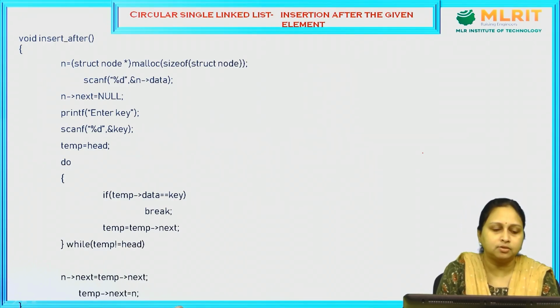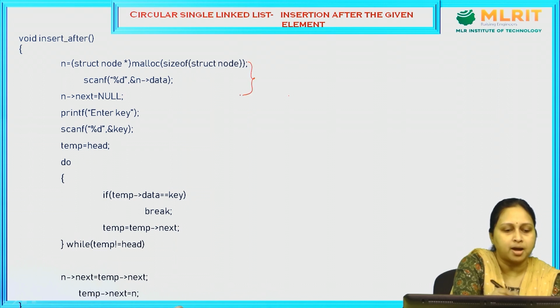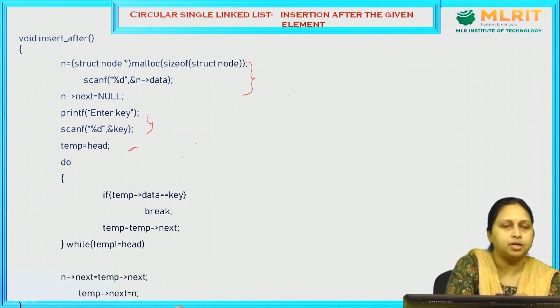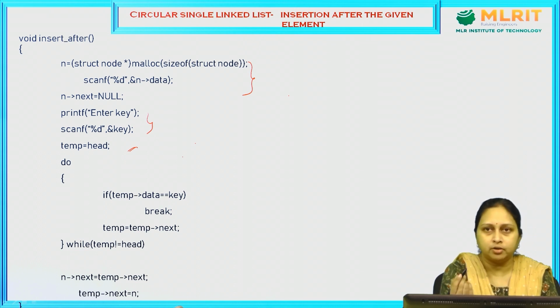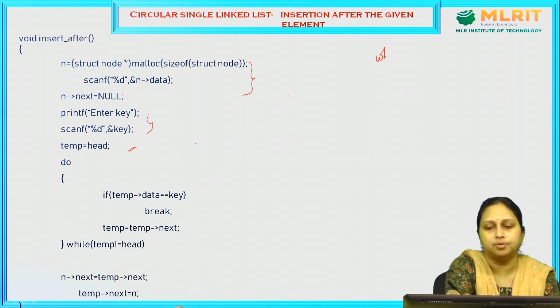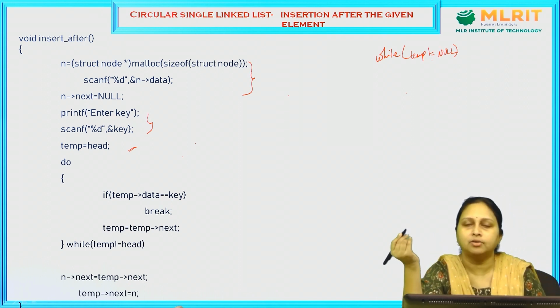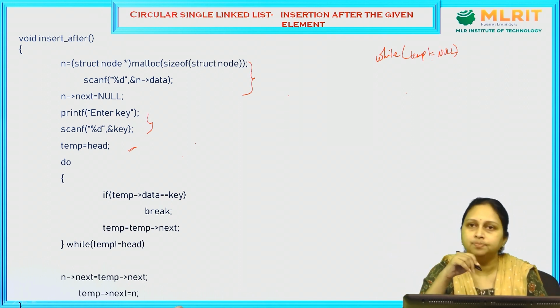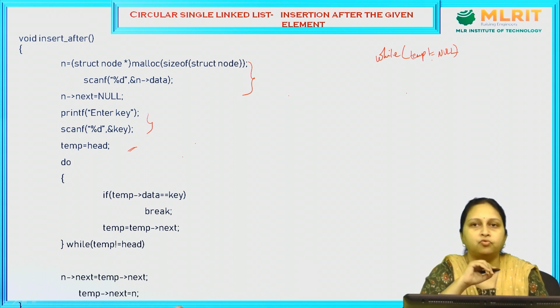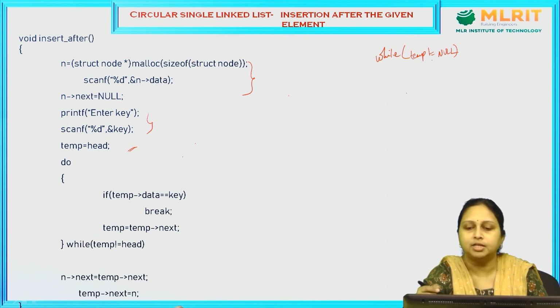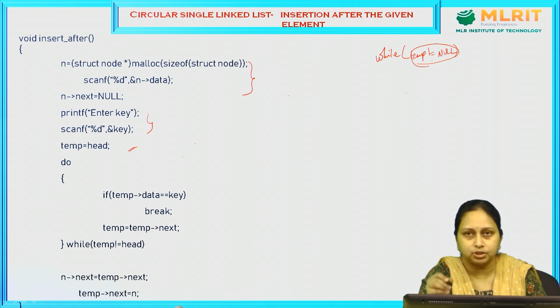Here we will be allocating the memory, reading the key value, and we are going to assign temp equal to head. But when you compare this with the single linked list, there we started a while loop and checked until temp is not equal to null. Why? Because in the single linked list we have the null pointer, but in the circular single linked list we don't find the null pointer, right? That's why we are unable to check this condition.